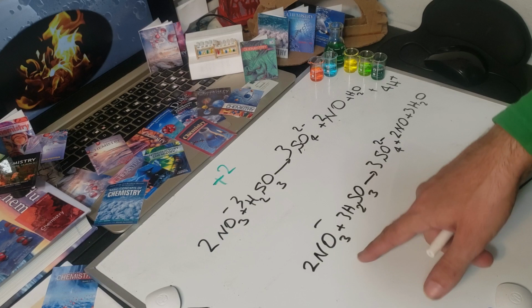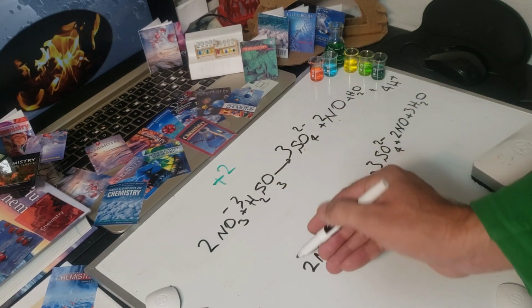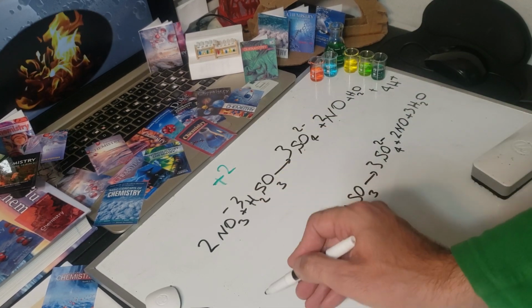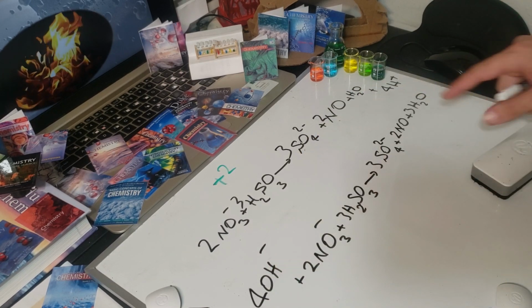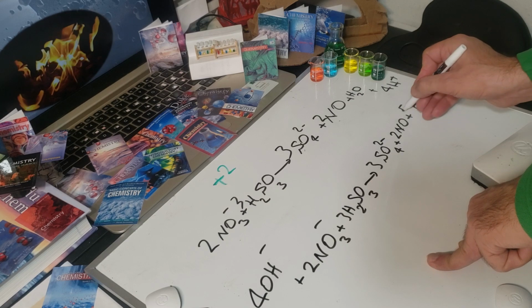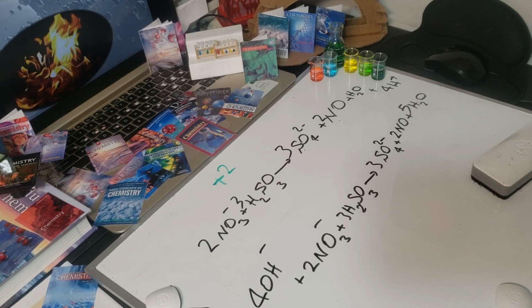Here we still have the 3 H2O, so we double the amount of that, so 4 OH minuses, and to compensate we add 2 more H2Os, and that would be 5 H2O. And that's how you do this.